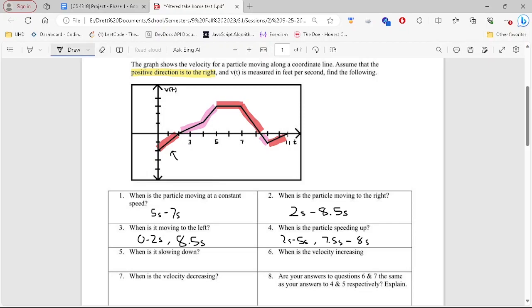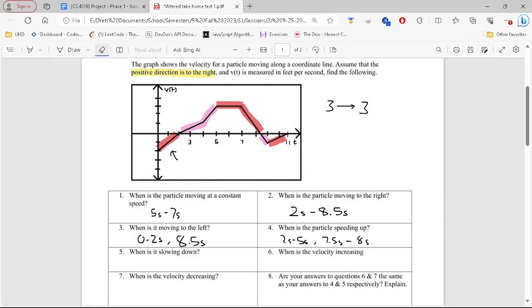So if we do that for everywhere here, 5 seconds to 7 seconds. The velocity at 5 seconds is 3 feet per second. The velocity at 7 seconds is equal to 3 feet per second. There is no change here, so it's neither speeding up nor slowing down.